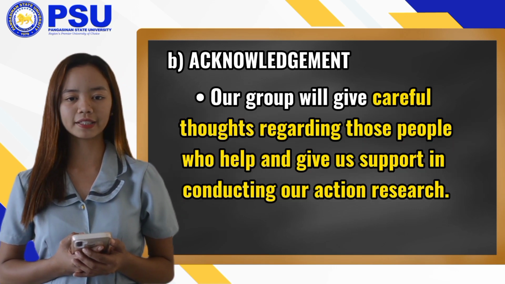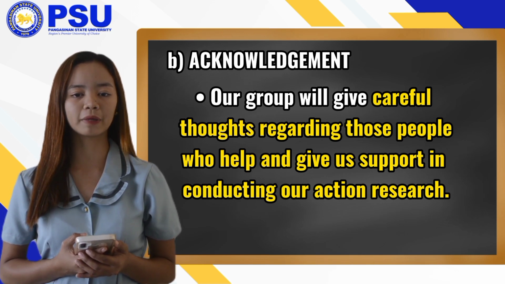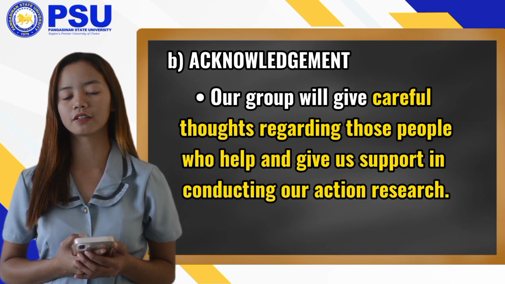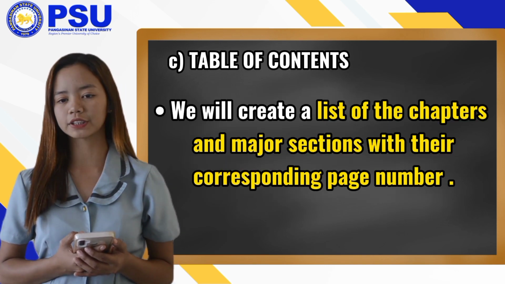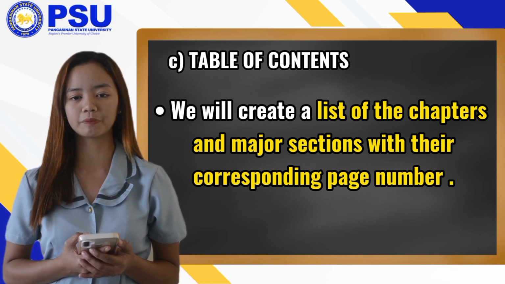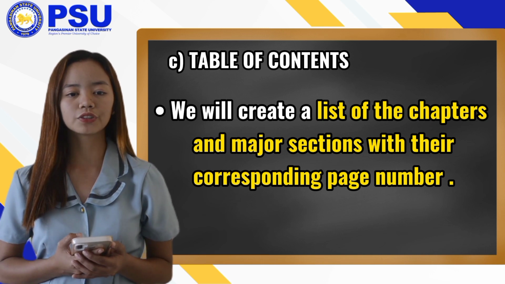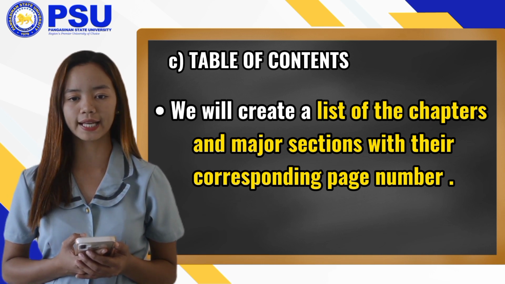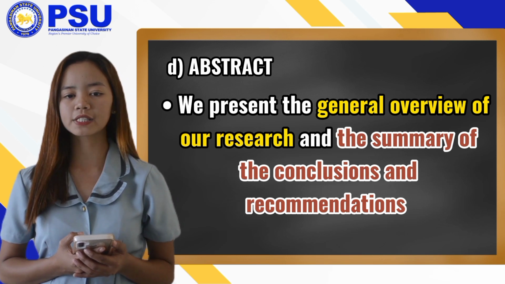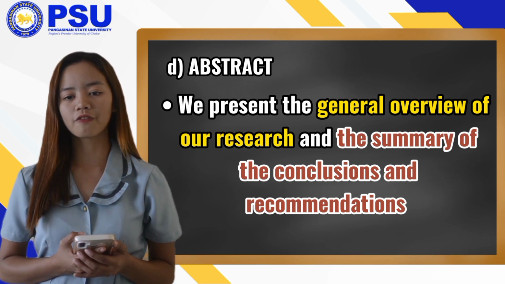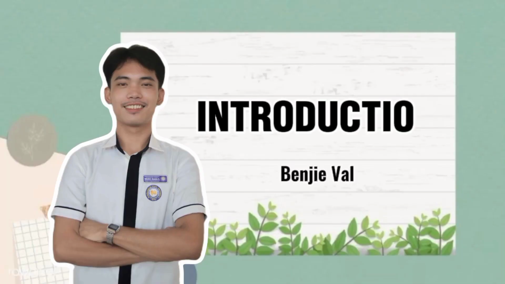For the acknowledgement, our group will give careful thoughts regarding those people who help and give us support in conducting our research. In the table of contents, we create a list of the chapters and major sections with their corresponding page number so that all readers will immediately be able to see how our manuscript is organized and remember the key points of our paper. And for the abstract, we present the general overview of our research and the summary of the conclusions and recommendations.